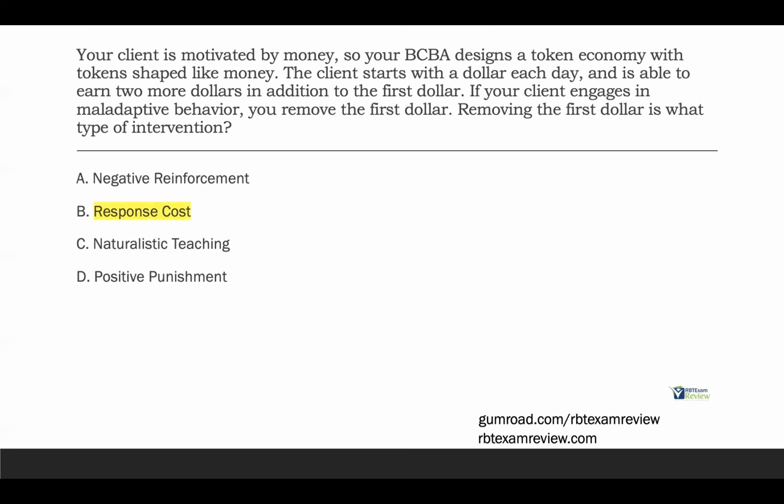Response cost. So I worked through that by eliminating answer choices, but once you get good at the test and once you become fluent in terms and definitions, you won't even have to do this for this question. You're going to know the answer before you even read the answer choices. So it's very straightforward. Again, response cost is a part of a token economy where a client or a person can lose a token in response to a maladaptive behavior. It's a form of negative punishment.